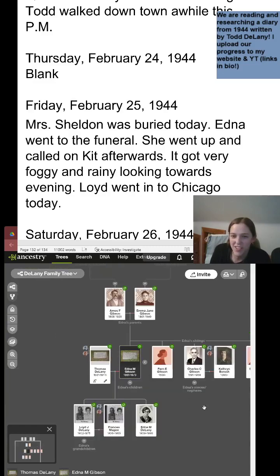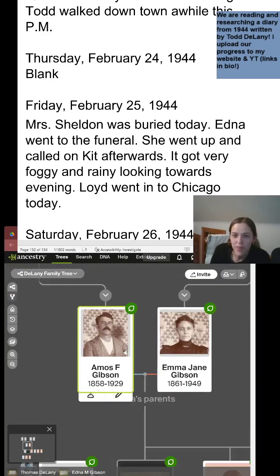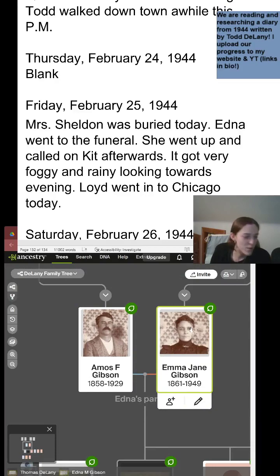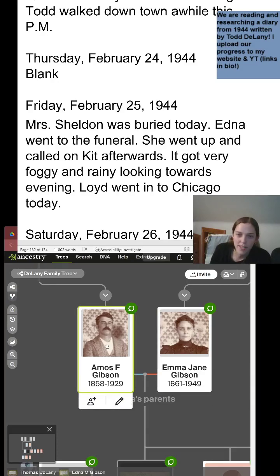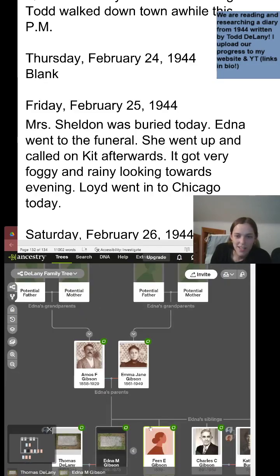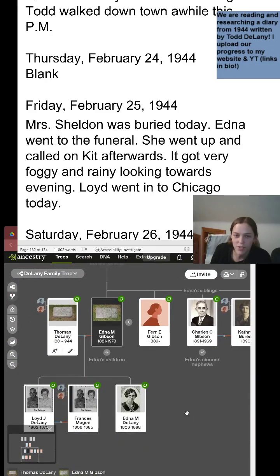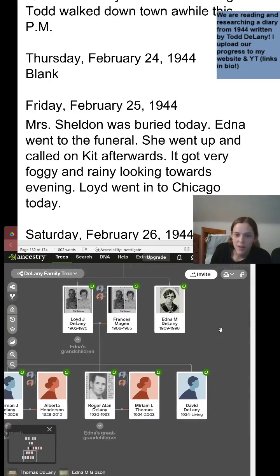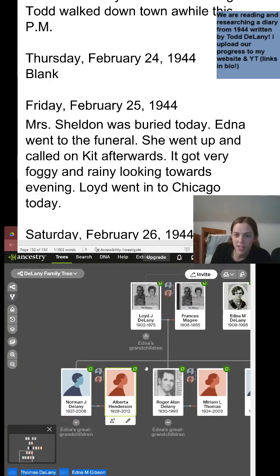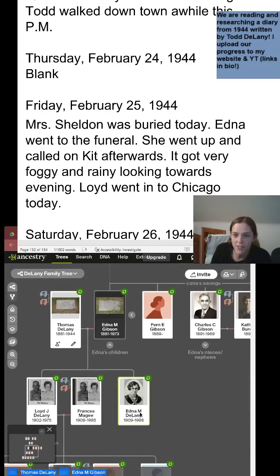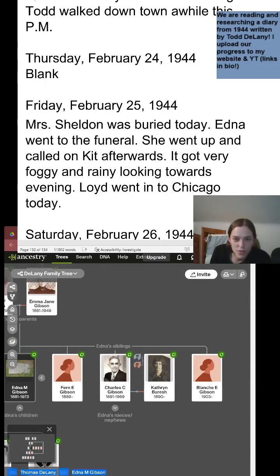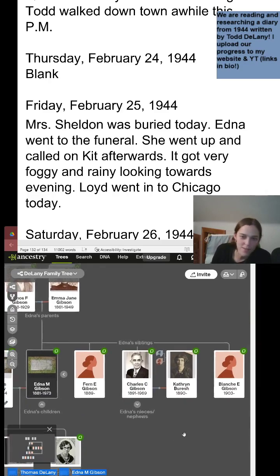Okay, so let me quickly just show you. I'm almost ready to log off. But Mrs. Gibson, that's the woman who Todd talks about a lot. They go and help her at her house. That's Mrs. Gibson. That's Edna's mother. This is Amos Gibson, Edna's father. He's got attitude in that picture. I like it. But yeah, I found a couple of pictures. I love to add pictures to the family trees. But I haven't found pictures of everybody. Obviously, there are hints ready for all of these people. I haven't had time to dive into them, but I do usually look for pictures quickly, and if I can't find them, then I move on.